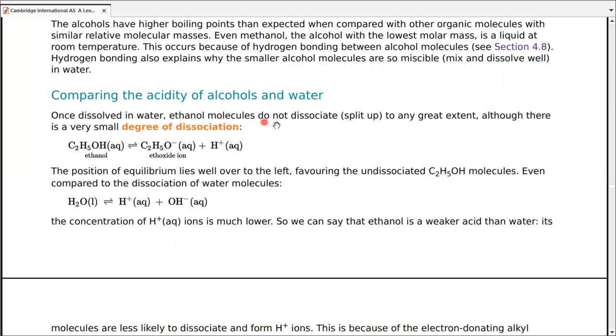Once dissolved in water, ethanol molecules do not dissociate or split up to any great extent, although there is a very small degree of dissociation, and some ethanol is converted into ethoxide ion. That's how we name it. Before I move any further, remember, ethanol will be giving away hydrogen, and that hydrogen would be part of the hydroxyl portion of the molecule, but the remaining part is named ethoxide. So if you're breaking down methanol, it would be methoxide. If you're breaking propanol, this would be propoxide. That's how we name it.